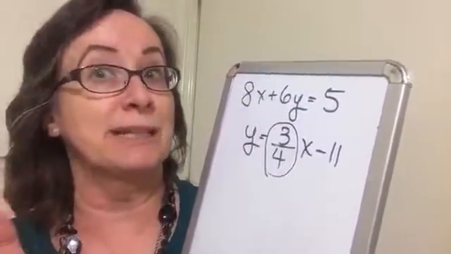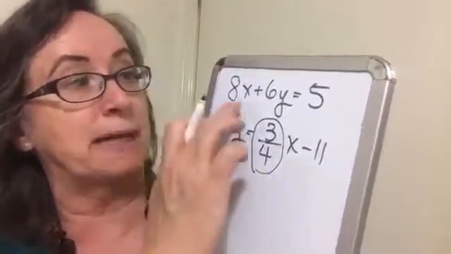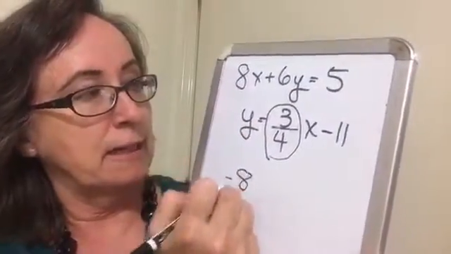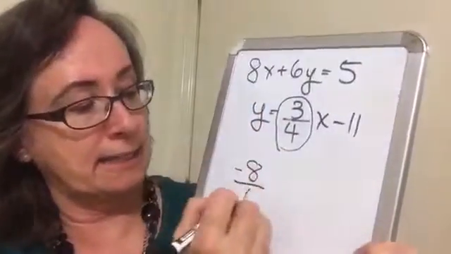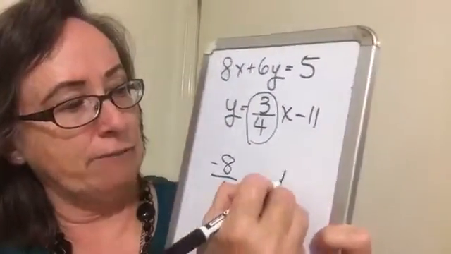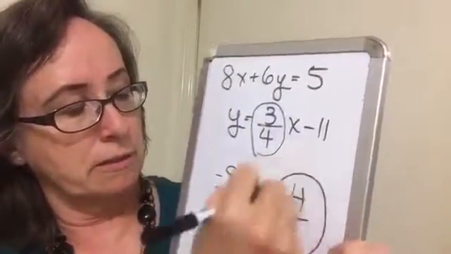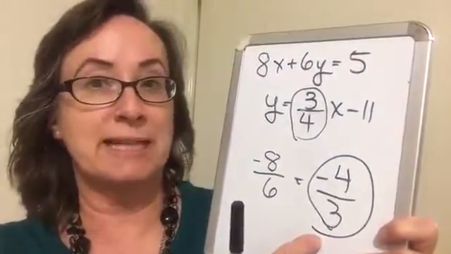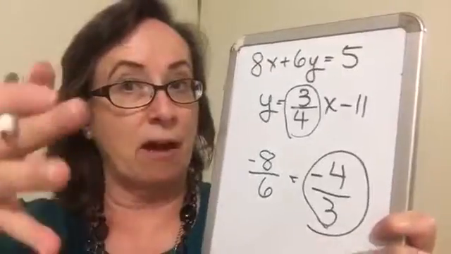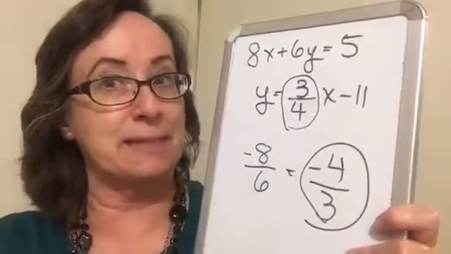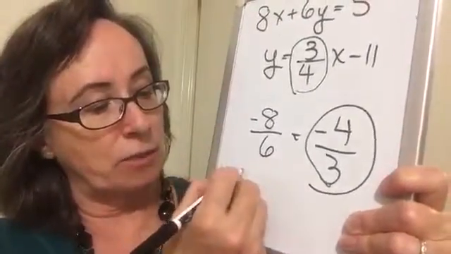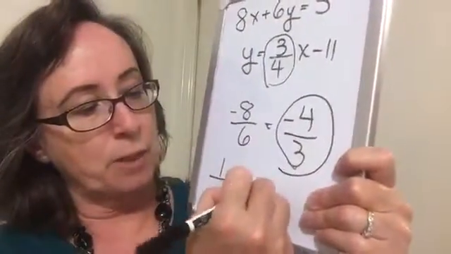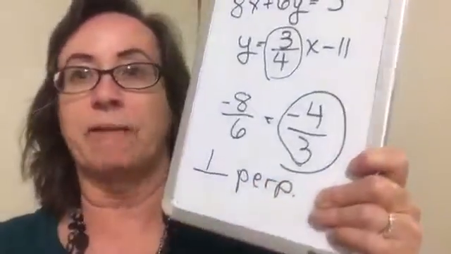I'm going to use my little negative a over b trick because it is in standard form. So negative 8 over 6 is negative 4/3. So my first one is 3/4. My second one is negative 4/3. They are flipped over and opposite signs. So these two are perpendicular. That's our little perpendicular sign. Perpendicular. Okay?